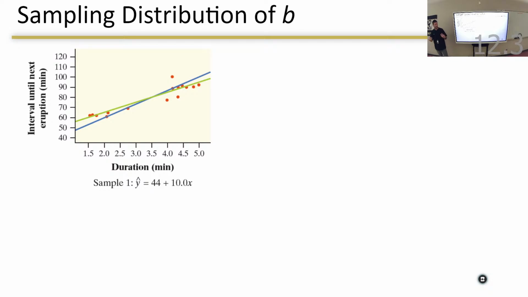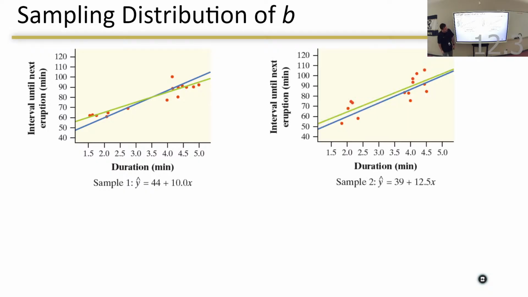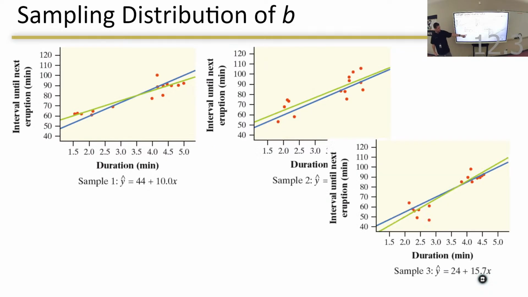We know that samples are going to vary from sample to sample. Not only are they going to vary from sample to sample, they're also going to vary from the population. I did another one. I got another green line that doesn't match the blue line, and it doesn't match this green line. I got another one, and another one, and eventually I'm going to get the sampling distribution of lines. Yay?